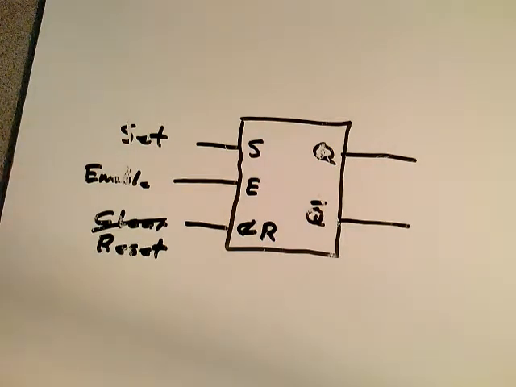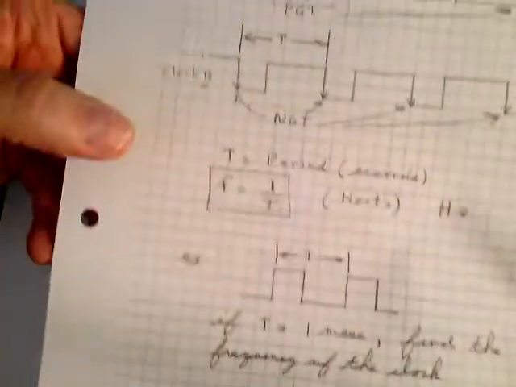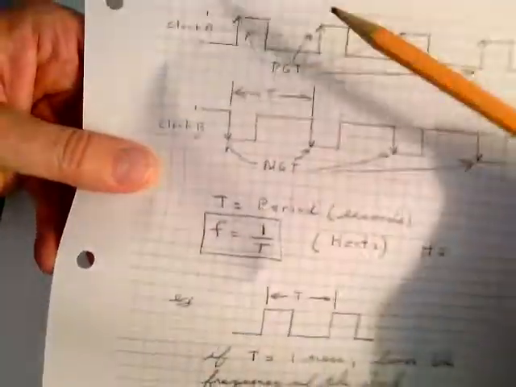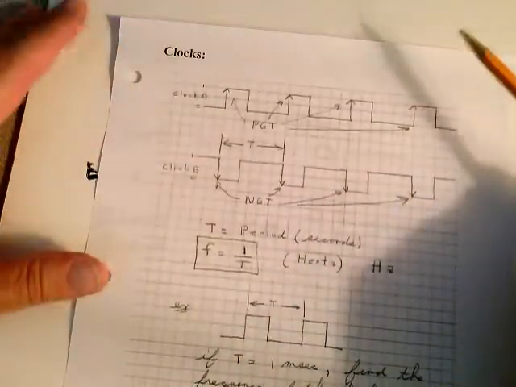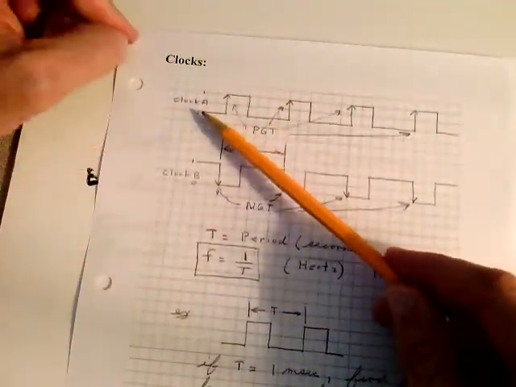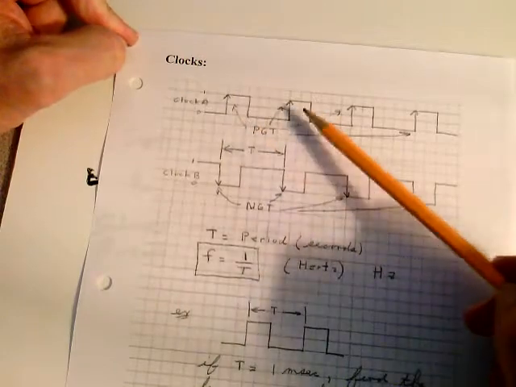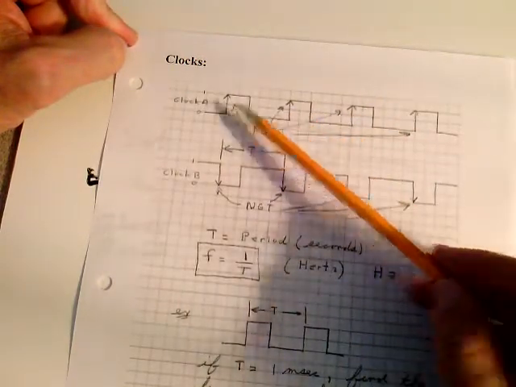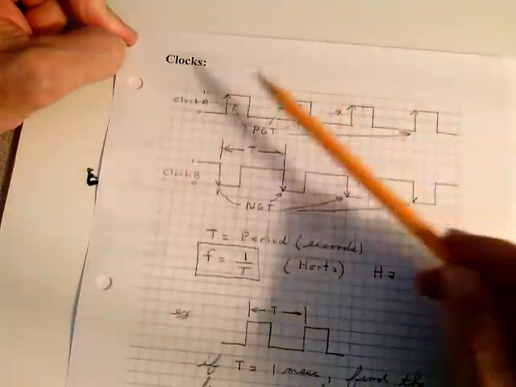Clocks. If you take a look at page 56, there's clock A. We have clock A. Let me put it down here. There you go. I think you can see that. There's clock A. Positive going clocks. There's your positive going transitions. I labeled them with arrows.